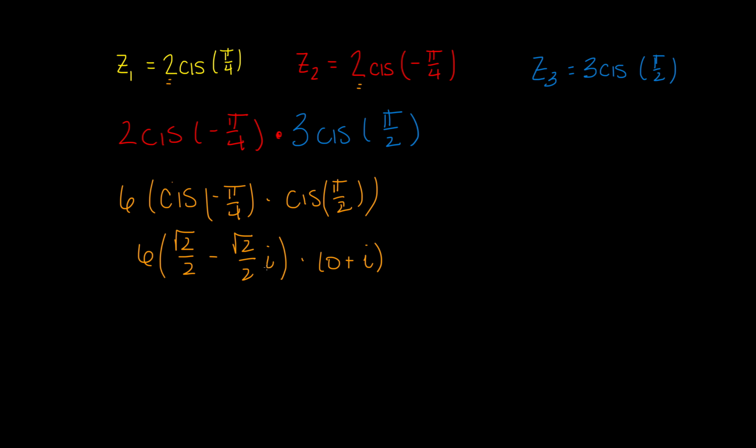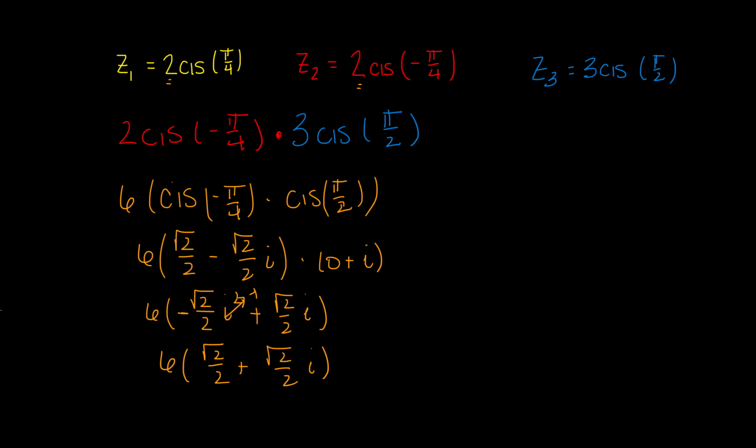Again, going back to that unit circle. Okay, multiplying this out, we get 0 there, 0 here. So it's basically root 2 over 2 i times i, plus root 2 over 2 i. This is negative because there's a negative times a positive. i squared becomes negative 1. Negative 1 times negative gives us root 2 over 2 plus root 2 over 2 i.